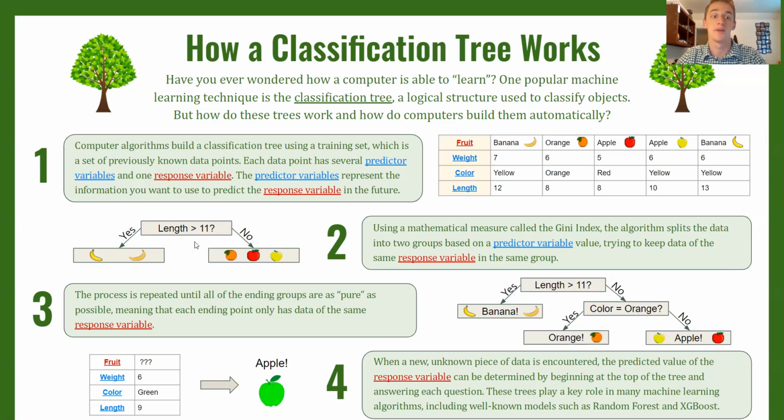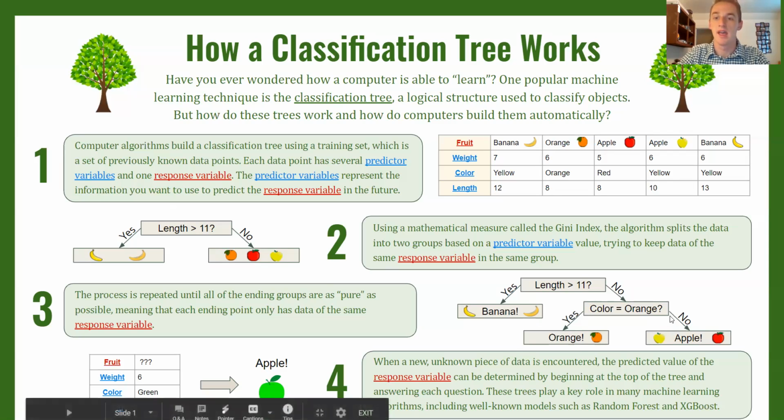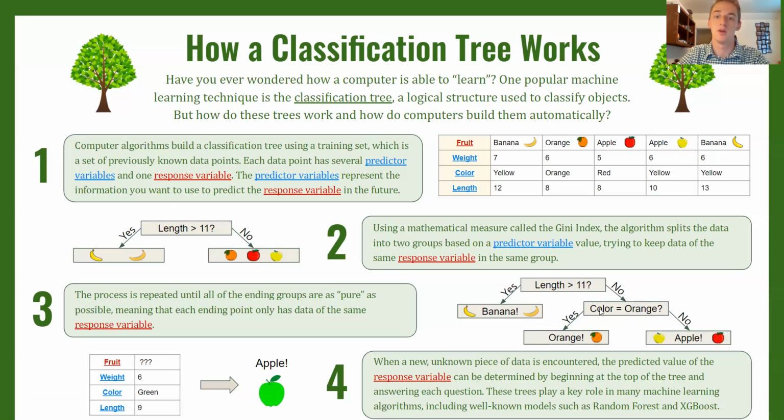In this case, it did really well because it kept all the bananas on the left and kept all the apples and oranges also together. If it had split on something else, such as color, it wouldn't have done as well because it would have put one of the apples, the yellow apple, with the bananas, splitting the apples from each other. Now the algorithm continues to make these splits, trying to make the groups as pure as possible. As you can see right here in step 3, it split again on this right group based on the color this time, putting the oranges in one group and the apples in another group.